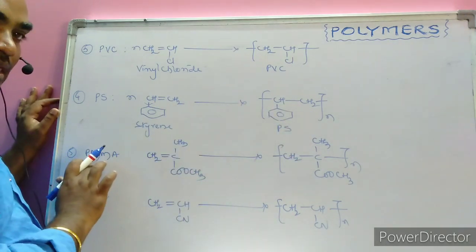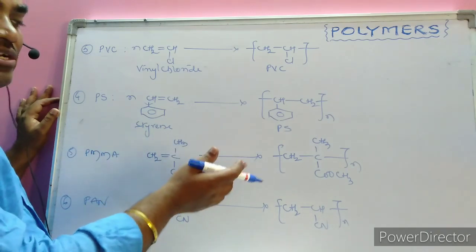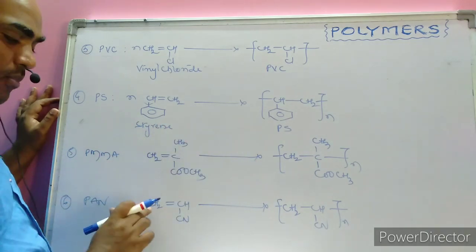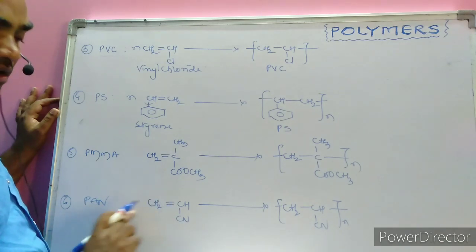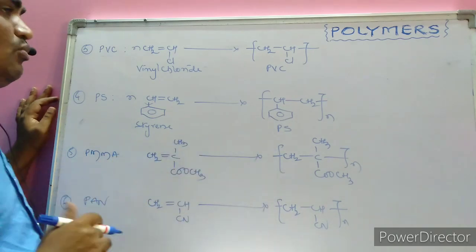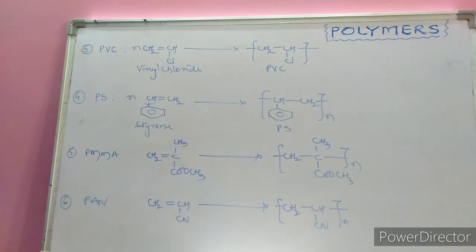PMMA, polymethyl methacrylate, is the formula one. PAN, polyacrylonitrile, the monomer we call vinyl cyanide. Cyanide is an electron withdrawing group. Then you may assess whether it undergoes cationic addition or anionic addition.